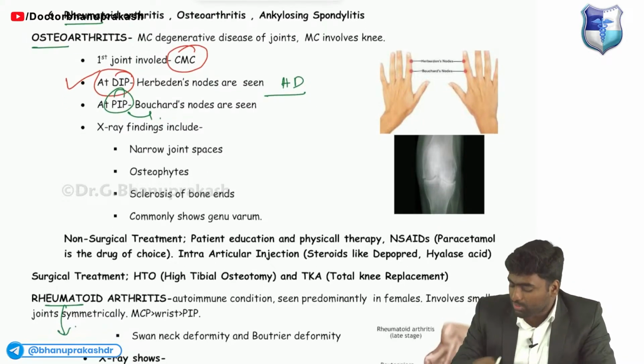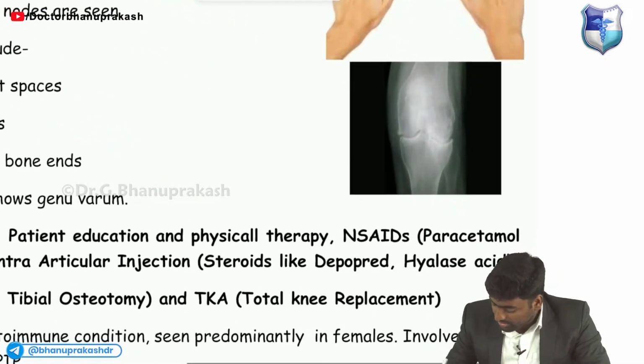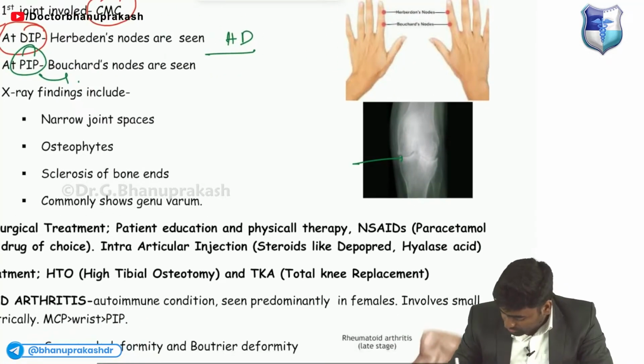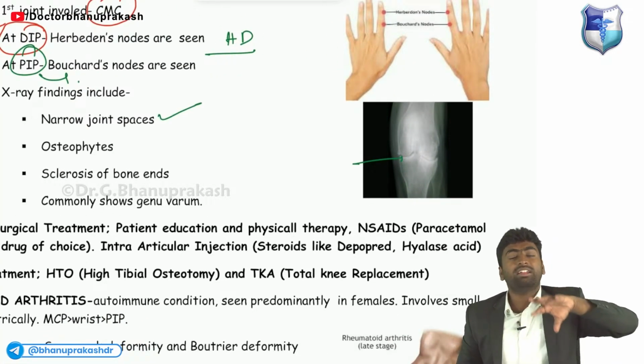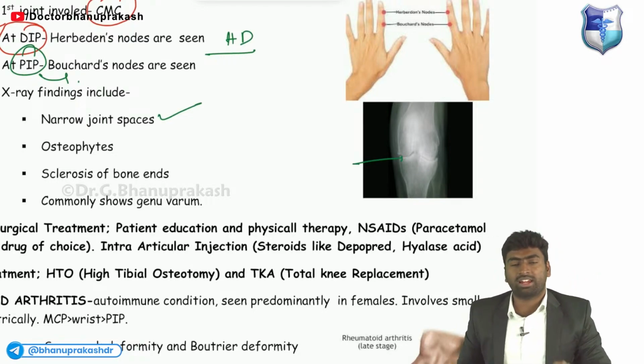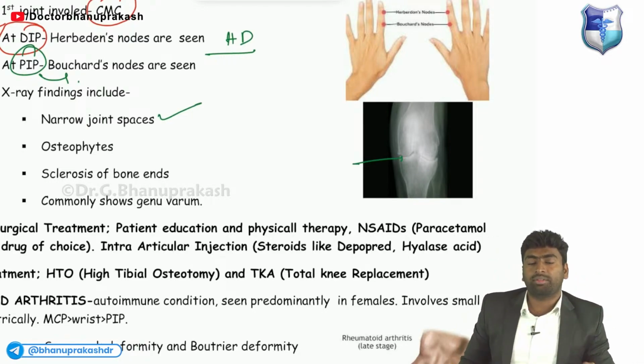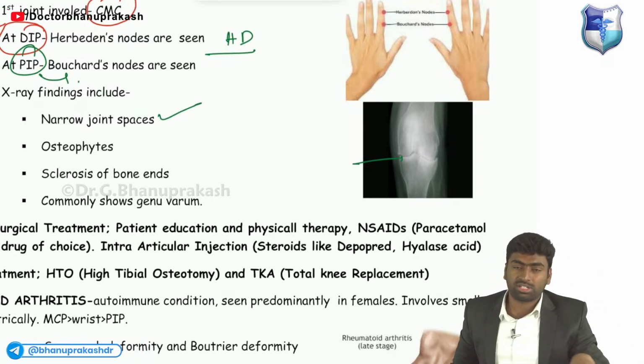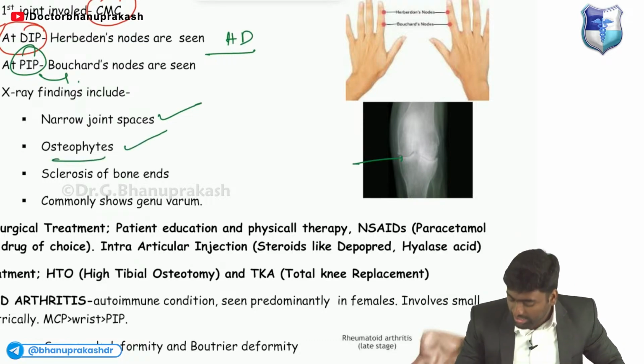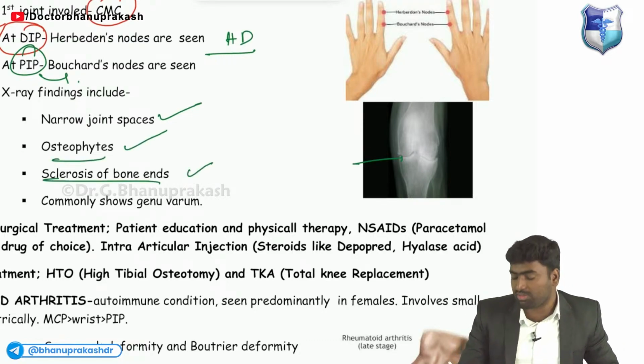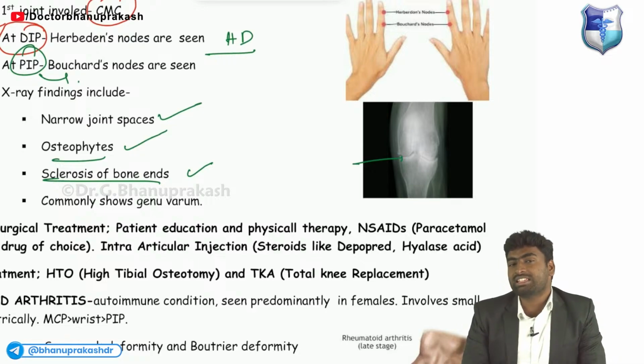Remember. And what are the X-ray findings? If you see, this joint space will become narrow, and there will be small osteophytes, like small tukra, means there will be small calcium deposits which are known as osteophytes. Okay, and finally there will be sclerosis, and it can result into this genu varum.